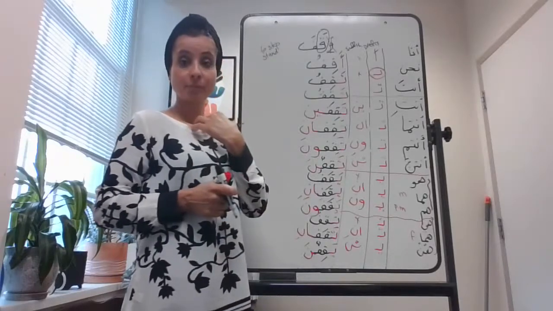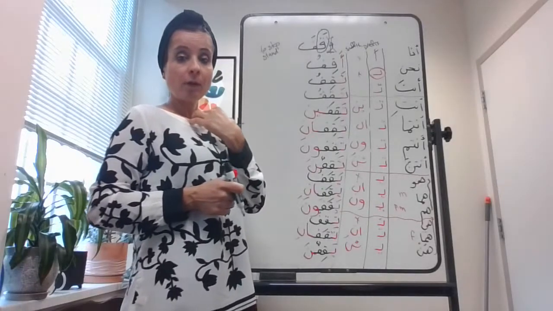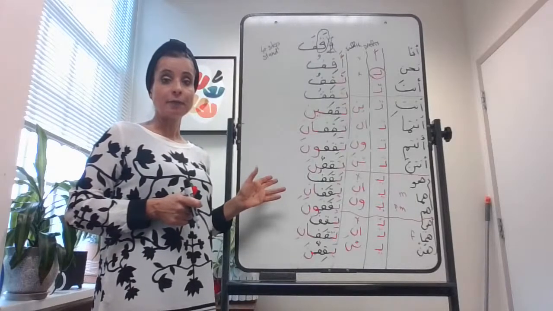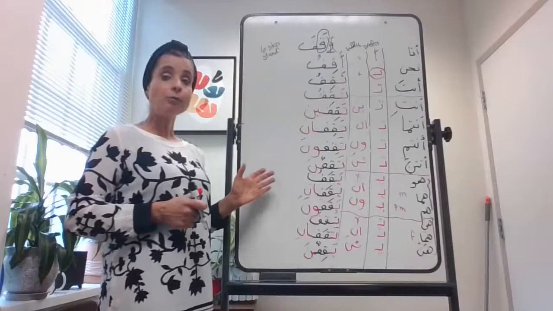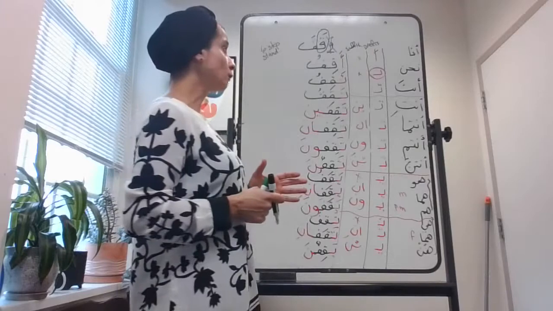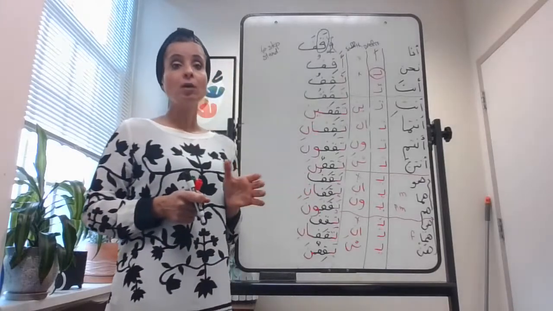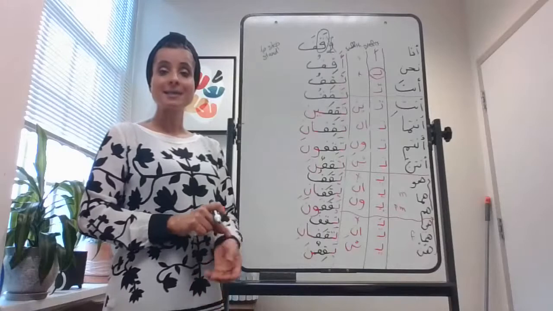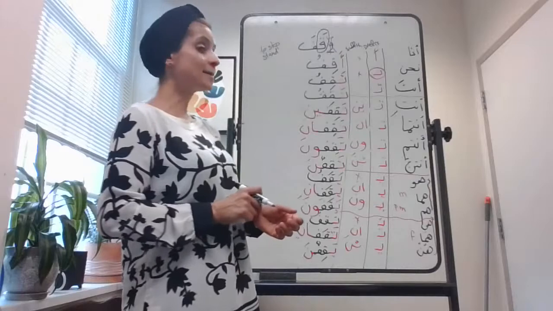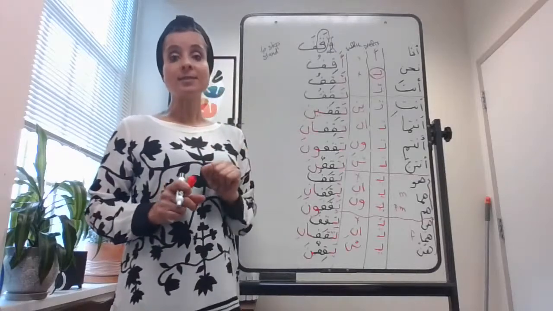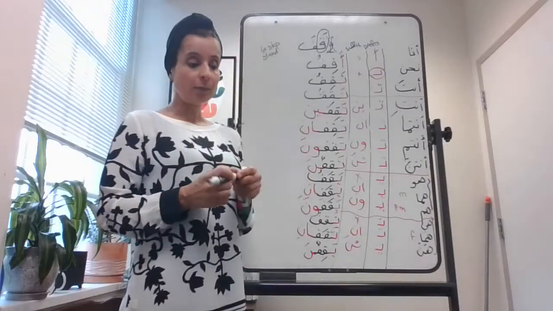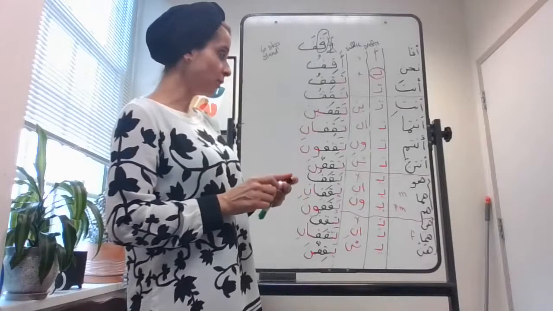So this is an example of form 1, an assimilated verb. Now let's see how we conjugate hollow verbs. What do I mean by hollow verbs? A hollow verb is a verb whose second root is a vowel. There are a lot of verbs in Arabic like this, and I'll present an example of the hollow verb.